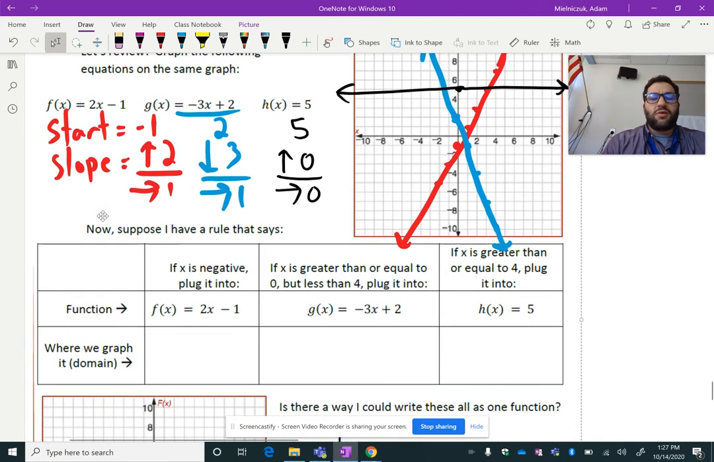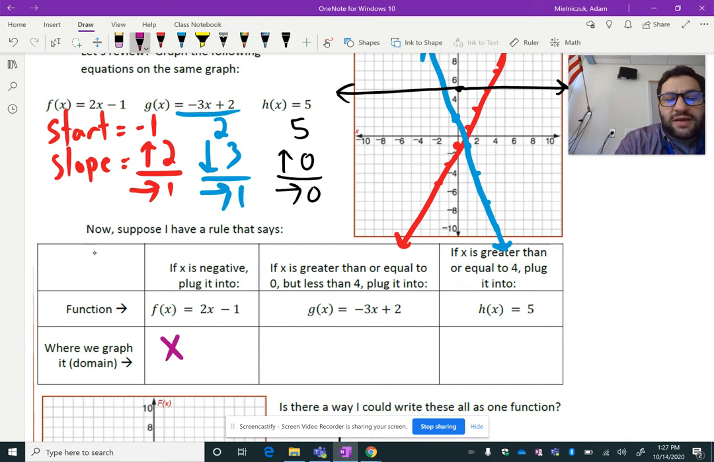Now suppose I have rules that say if x is negative, plug it into f of x equals 2x minus 1. Where do we graph it? If it has to be negative, we're going to graph this everywhere x is less than 0, because everywhere to the left of 0 is negative.